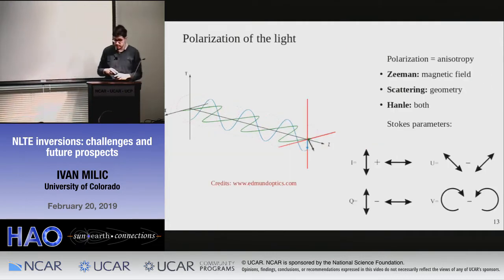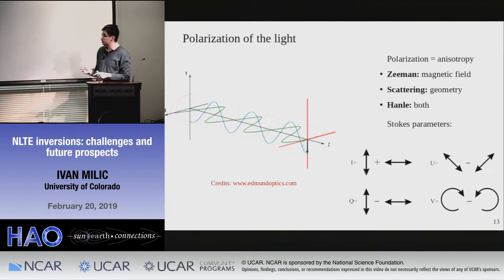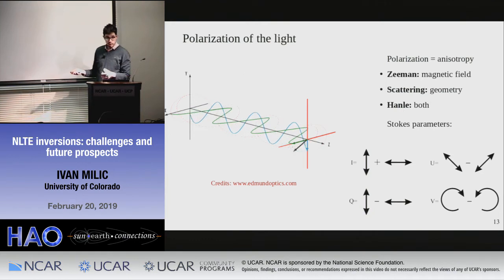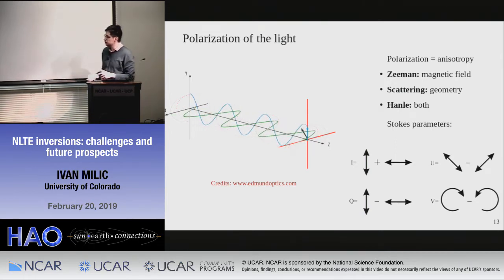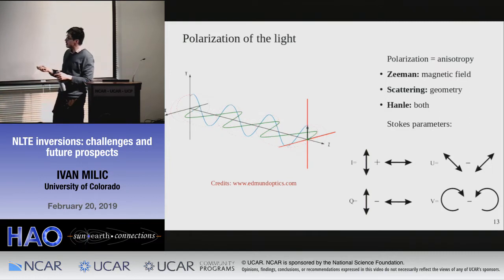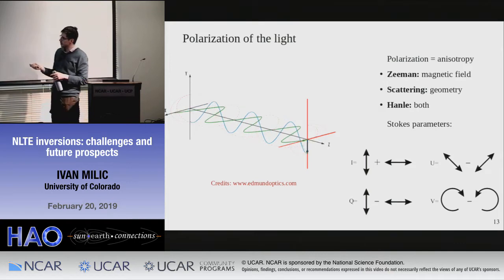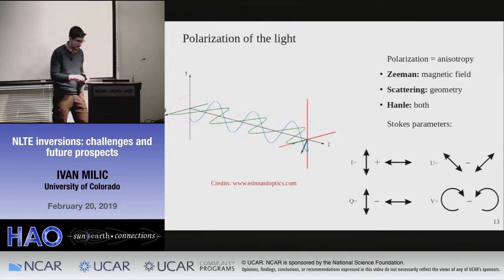The physics in this is relatively complicated, and here is just a little refresher on what we mean by I, Q, U, and V. I tells you the total intensity, Q and U uniquely determine the linear polarization state, and V tells you the circular polarization. The three main causes for the polarization in spectral lines are the Zeeman effect, scattering polarization, and the Hanle effect, which depends on both, let's call it, geometry or anisotropy, and the magnetic field. But here we are going to be focusing on the Zeeman effect.